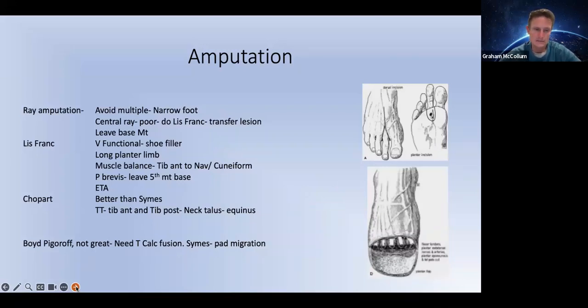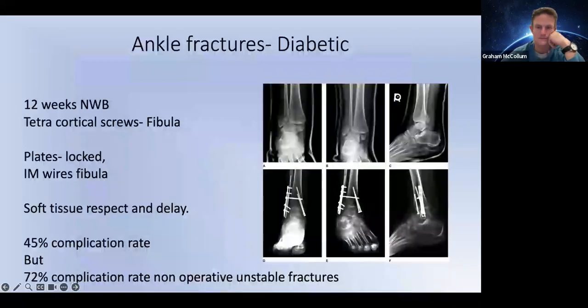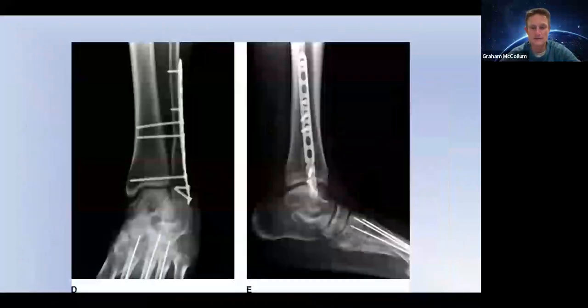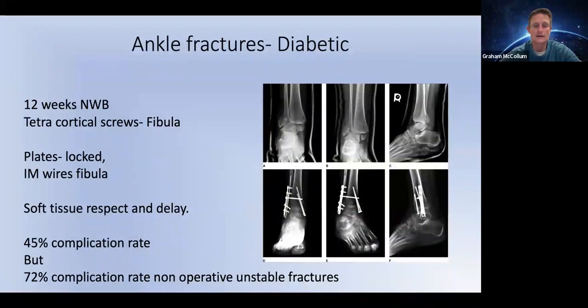The other alternatives are like the Boyd and the Pirogoff, but once the hind foot becomes necrotic or involved, then I think a BKA is the only way. But I don't have too much to say about amputations. I don't do a hell of a lot. Anything else? Any other questions, guys?